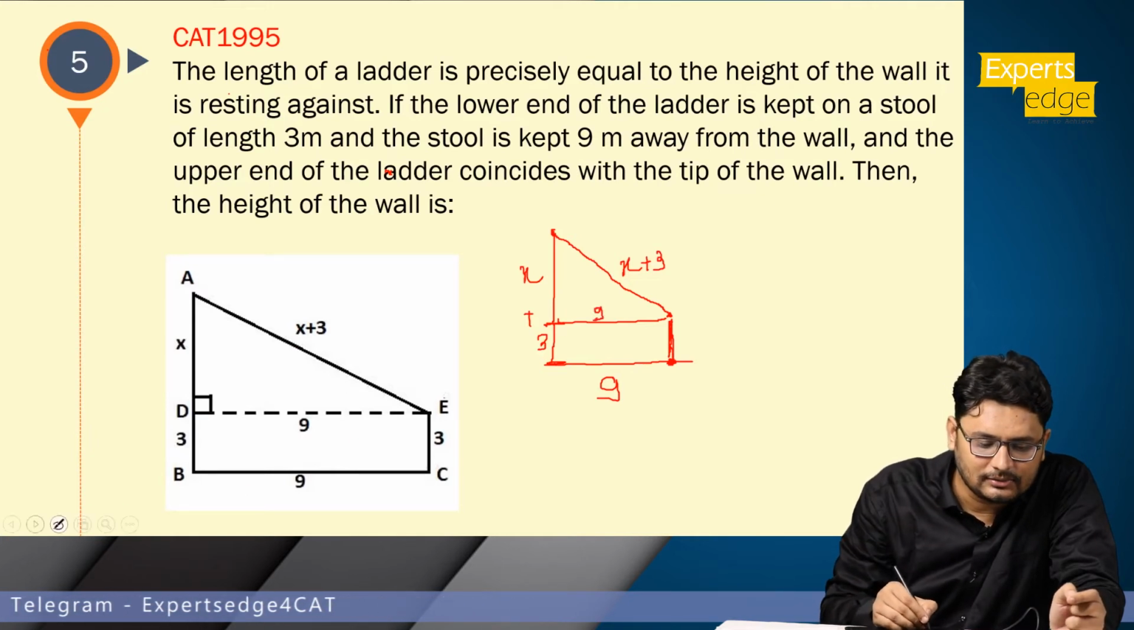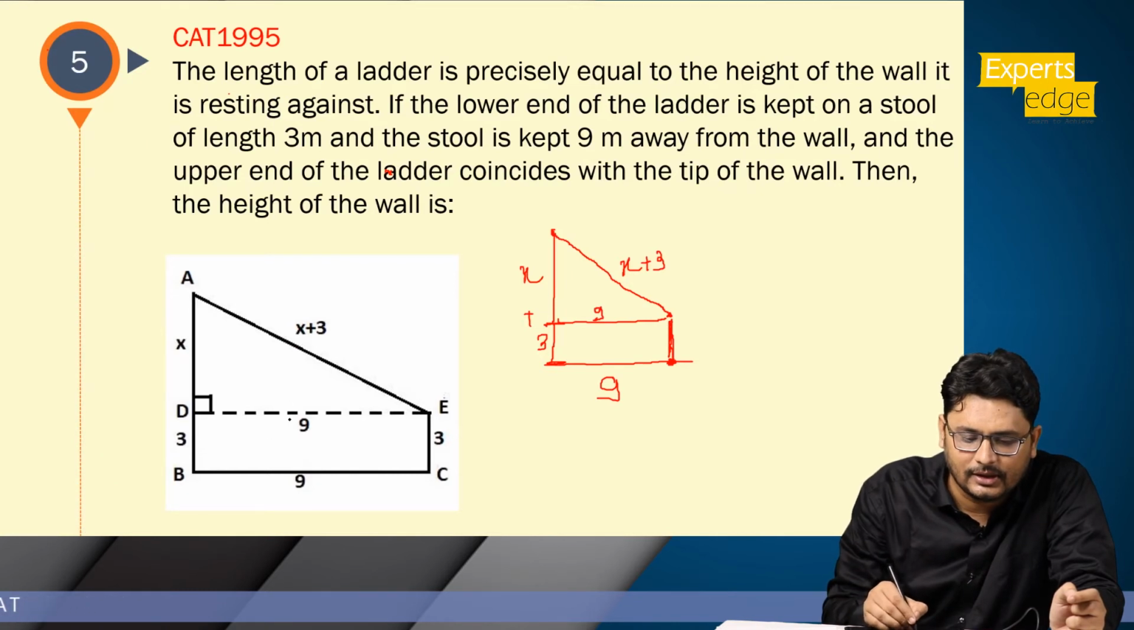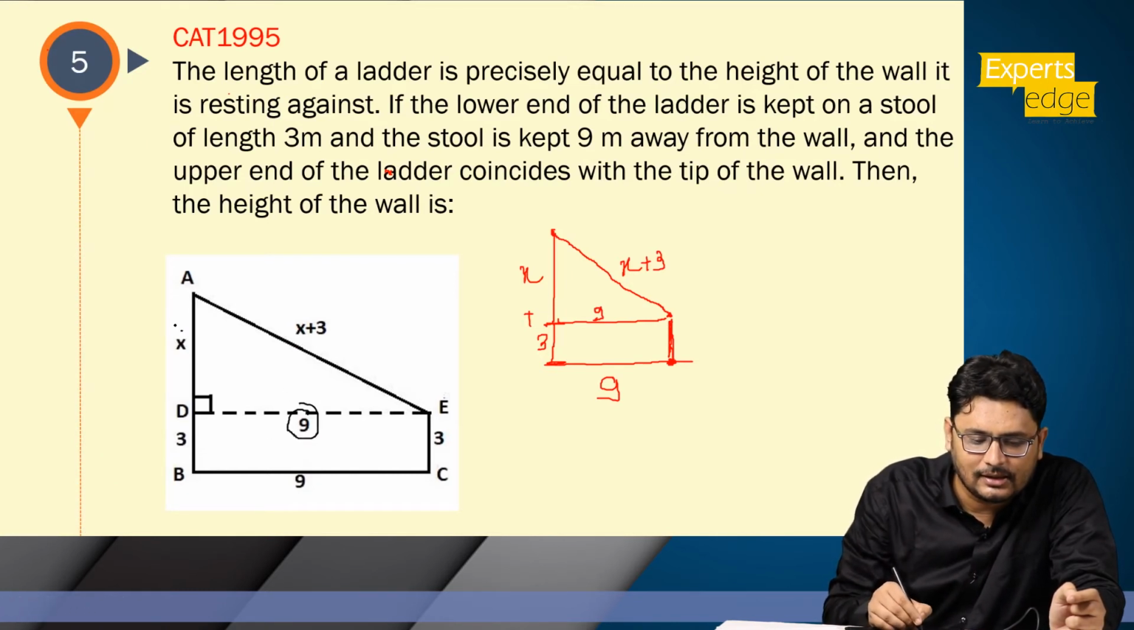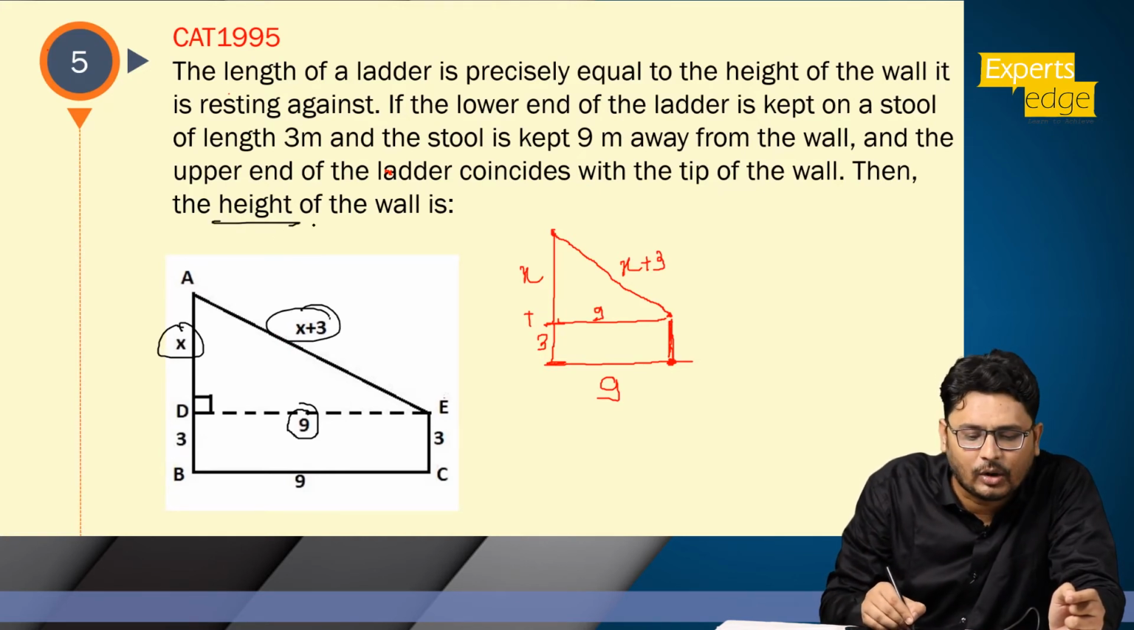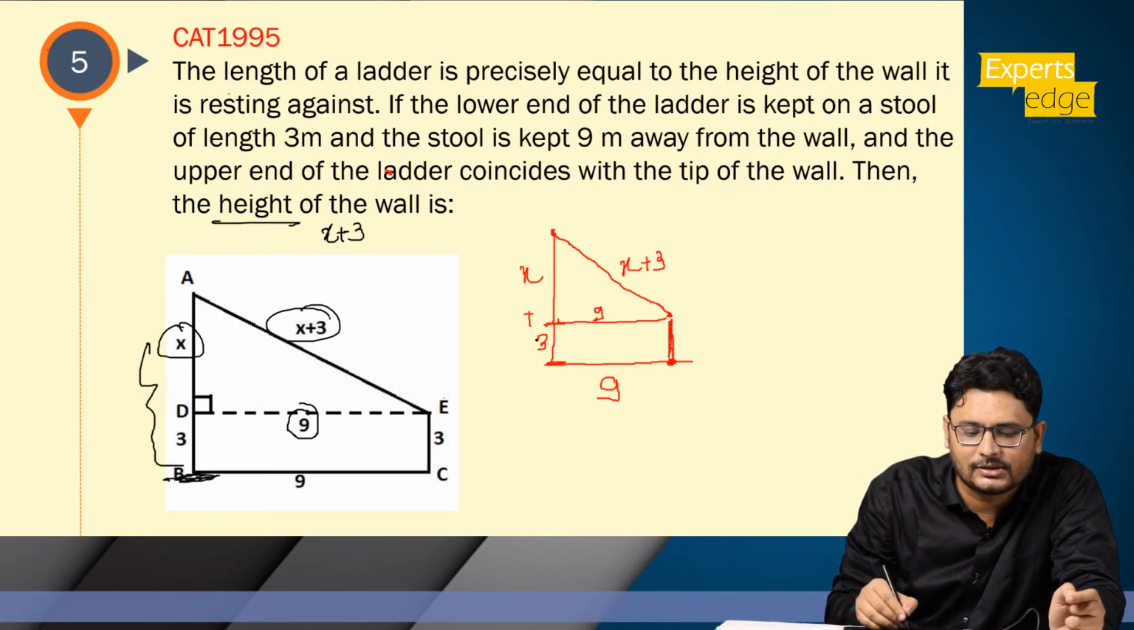Now what I need is to find the triplets. Basically this is 9, this is x, and this is x plus 3. What I need to find is the height of the wall. What will be the height of the wall? Will it be x? No, it will be x plus 3, because my stool is also on the wall, so this would be x plus 3.